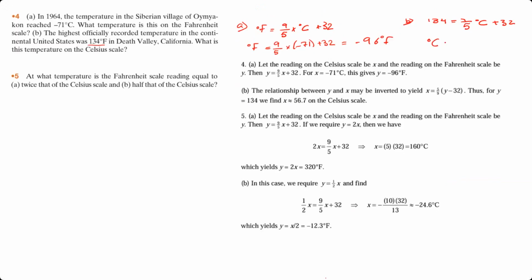This gives me that the degree Celsius temperature is equal to 134 minus 32, all multiplied by 5/9. So I can solve for the Celsius scale. I will get 56.7 degrees Celsius. Any questions here?